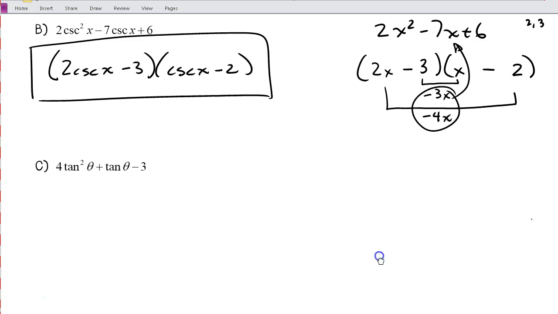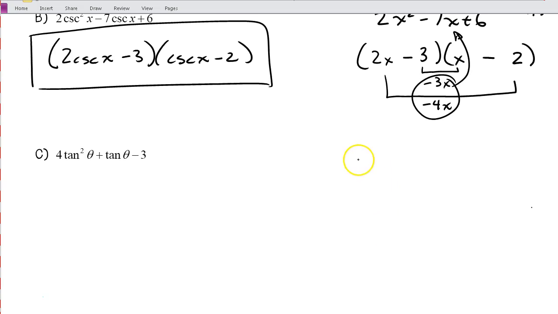Alright, and for part C, same thing. I'll take out my trig function, so I have 4x squared plus x minus 3. We'll work on factoring this. I know that this has to be a 3 and a 1. I know that for sure. And then for my 4 at the front, it can either be a 4 and a 1 or a 2 and a 2.